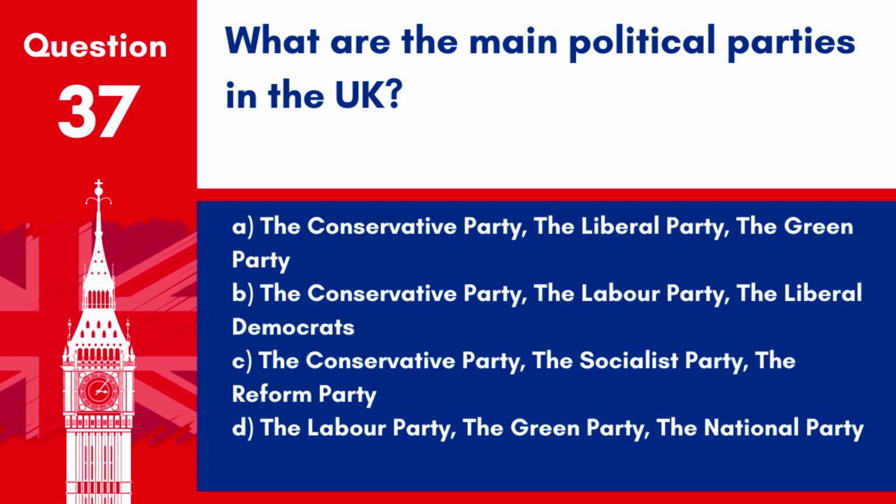Question 37. What are the main political parties in the UK? A. The Conservative Party, the Liberal Party, the Green Party. B. The Conservative Party, the Labour Party, the Liberal Democrats. C. The Conservative Party, the Socialist Party, the Reform Party. D. The Labour Party, the Green Party, the National Party. Answer. B. The Conservative Party, the Labour Party, the Liberal Democrats. These are the main political parties in the UK, historically dominating the political landscape.